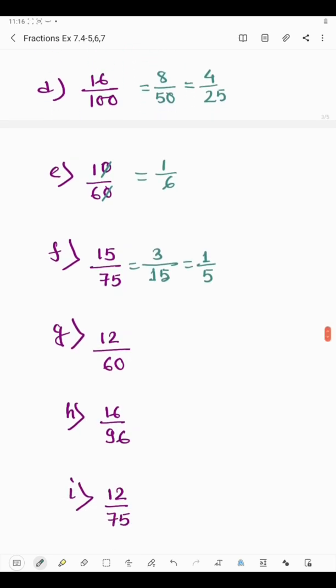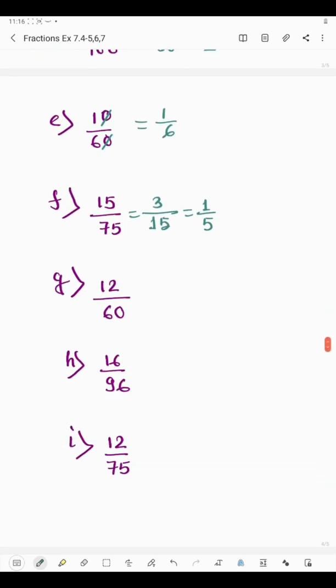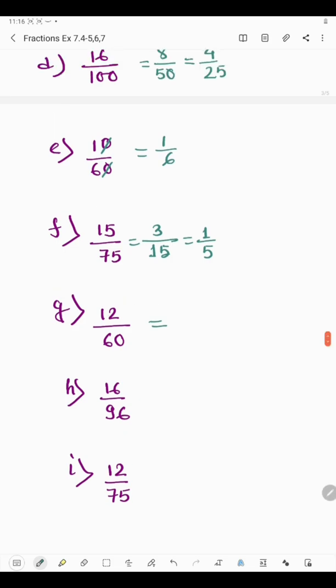So after this we have 12 by 60. Now here 12 and 60 both come in 2's table, right? So we'll divide by 2. 2 6s are 12, 2 30s are 60. Then again it will be divisible by 2. 2 3s are 6, 2 15s are 30.